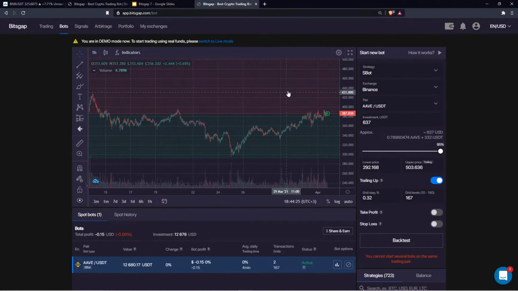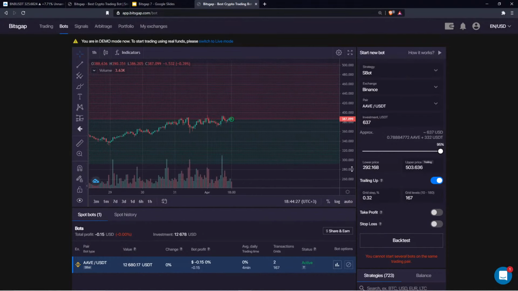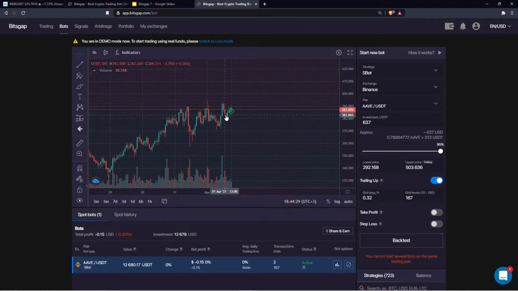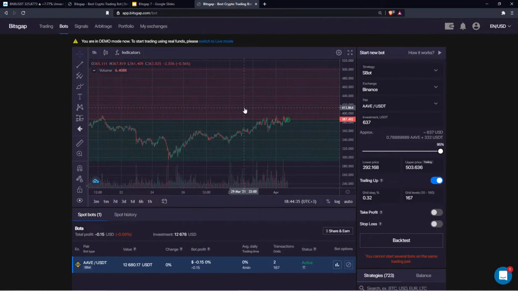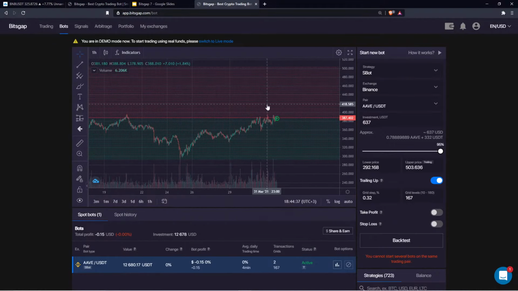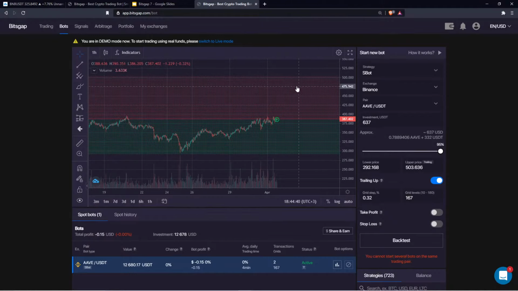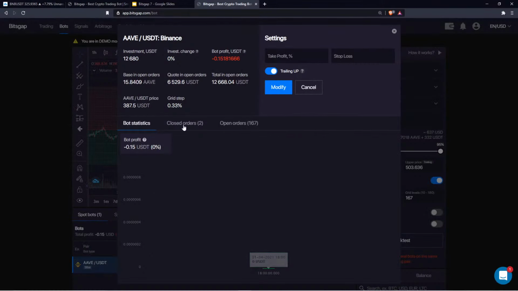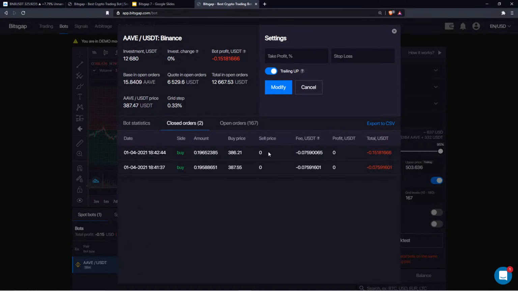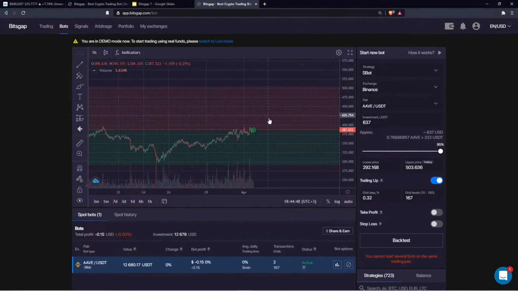So yeah, you see the bot is now trading. You see this green circle which represents the executed buy order. That's another cool thing about Bitsgap, is that you can see the performance of your bot right on the chart. You don't have to go here to see the closed orders. So you have it here on the chart.